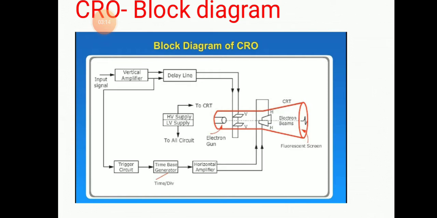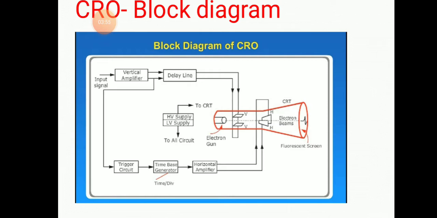During traveling, the electron beam passes through the horizontal and vertical deflecting plates. These horizontal and vertical deflecting plates move the beam in the horizontal and vertical direction respectively. So the electron beam moves from right to left or left to right in the horizontal direction, and likewise in the vertical direction.